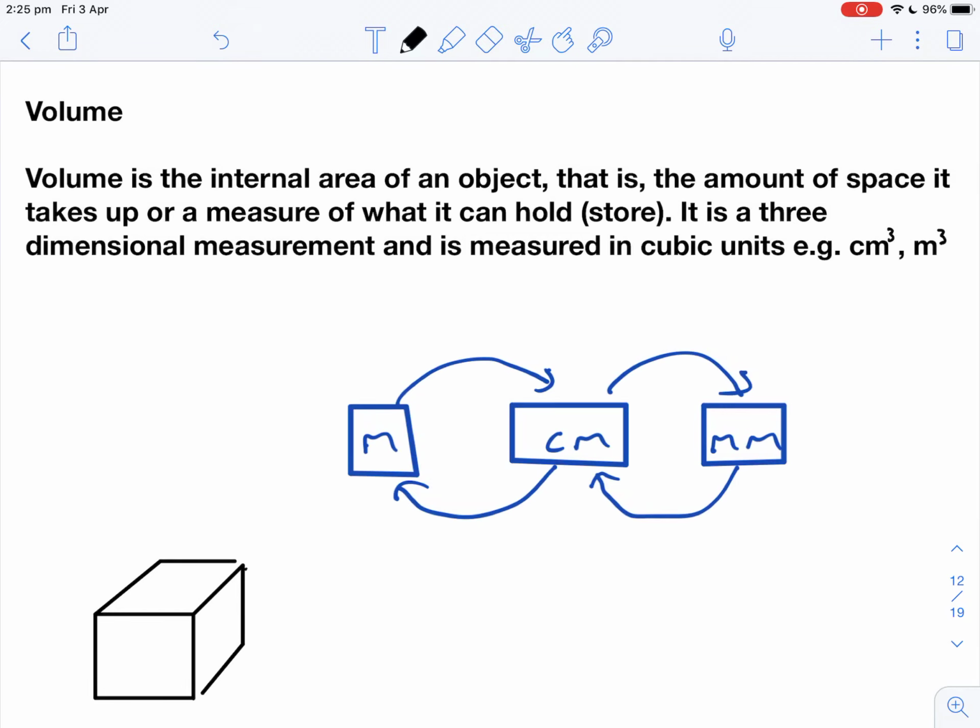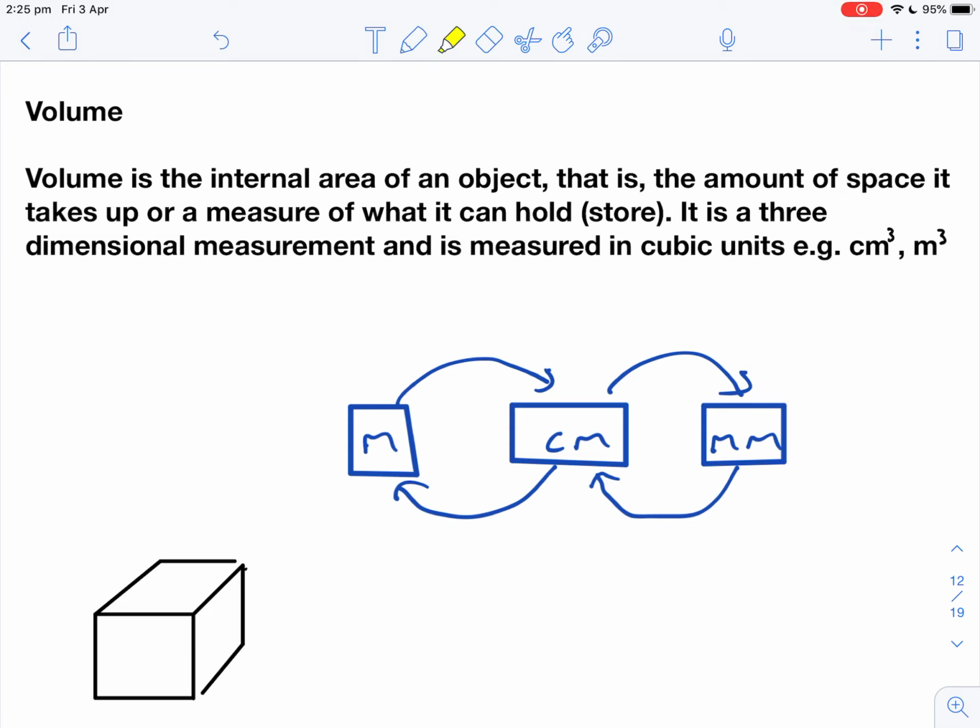Okay, so volume. Volume, of course, is the internal area of an object, the amount of space that it takes up, or it could be a measure of what it can hold. So if I was buying a shed, for instance, to store my hay or whatever, I want to know how many cubic metres that's going to hold. It's a three-dimensional measurement, and it's measured, therefore, in cubic units.